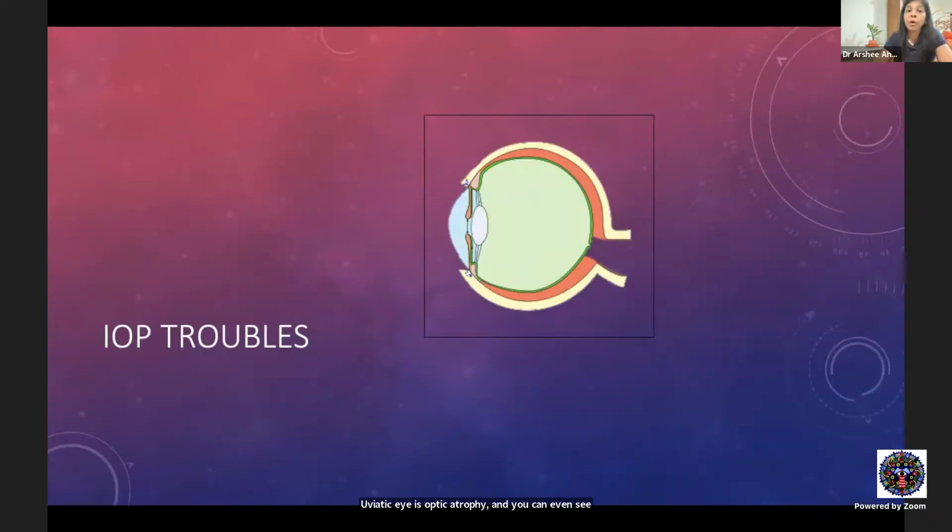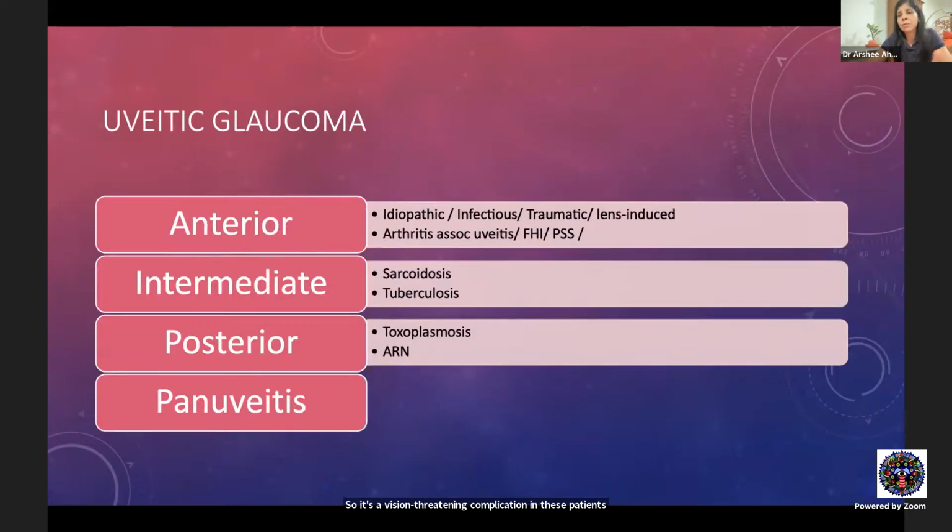And last but not the least, these patients with uveitis can end up at both extremes of intraocular pressure issues. So that could either be secondary glaucoma or it could be hypotony. So it's a vision-threatening complication in these patients. The prevalence is known to be anywhere between 10 to 20%, but it can also be as high as maybe 45% in patients with chronic uveitis.